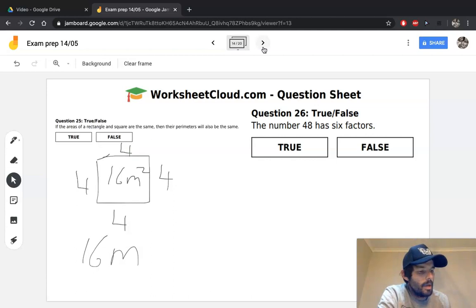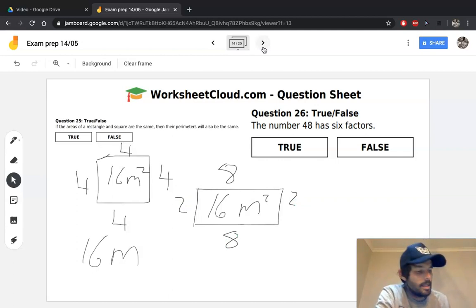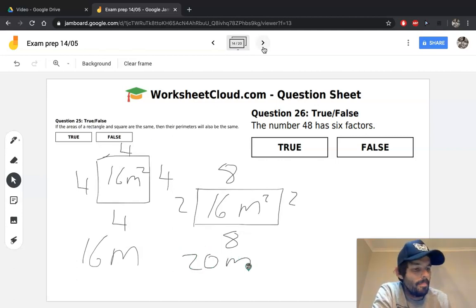Let's say now we have a rectangle that's got 16 meters squared, and it has a length of 8 and a breadth of 2. You can see now that the perimeter of the rectangle is most definitely not going to be the same as 16. That perimeter is actually going to be 20 meters. So therefore, it's false.